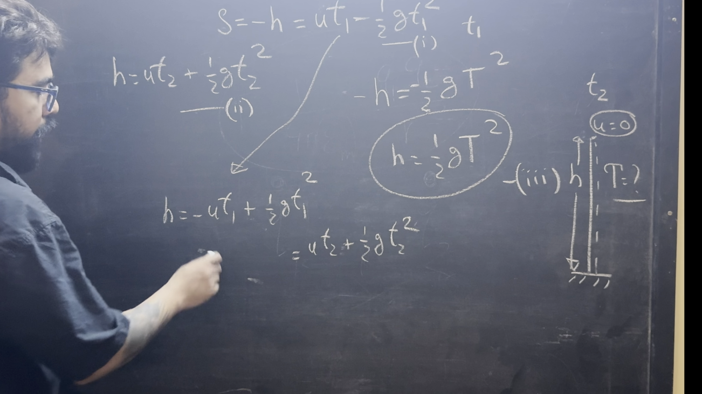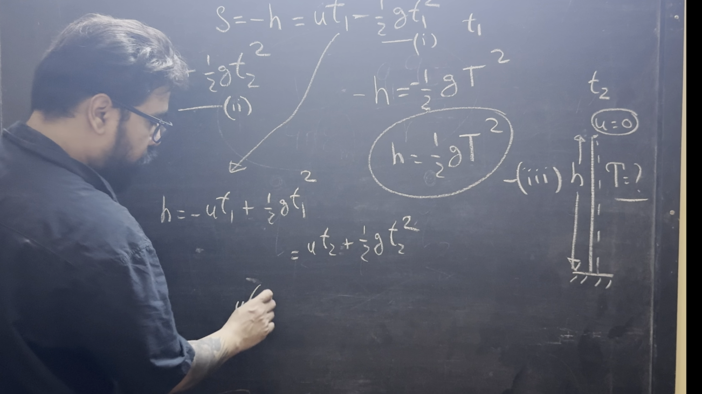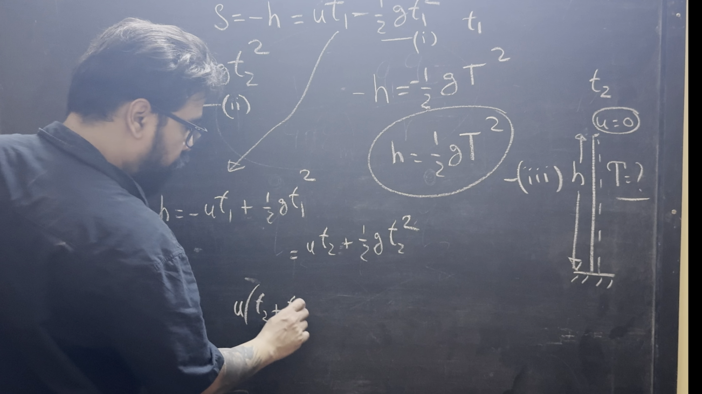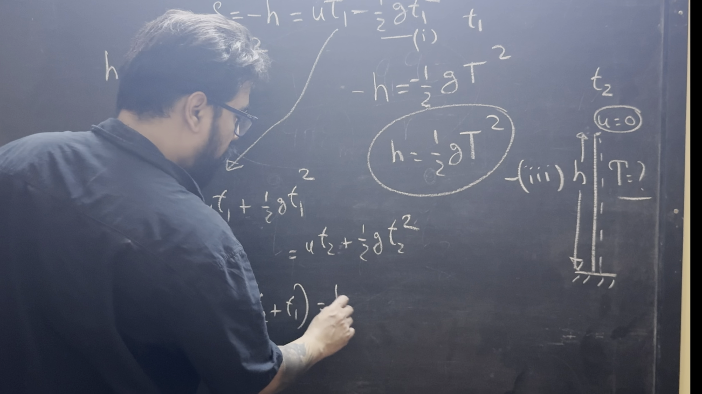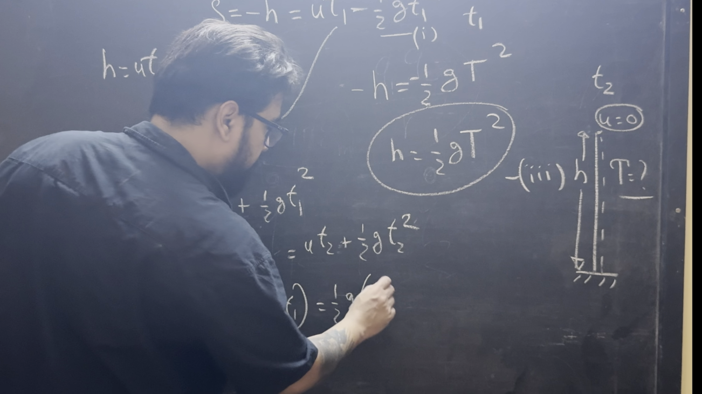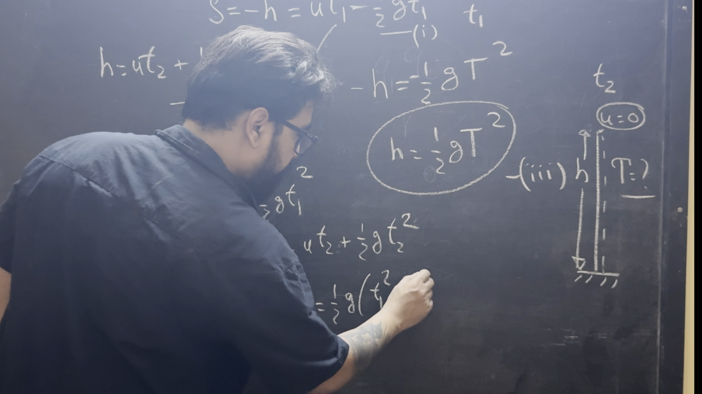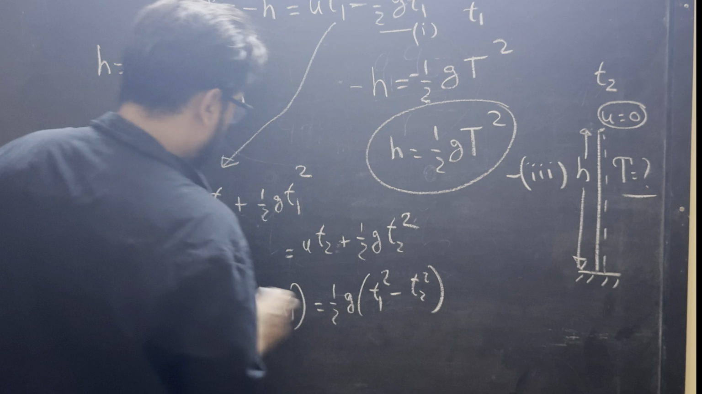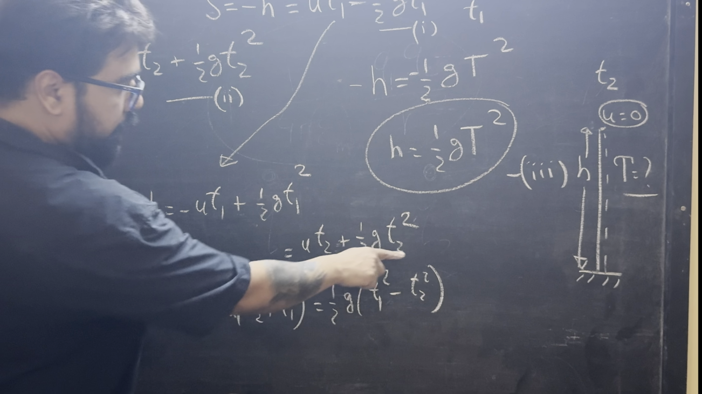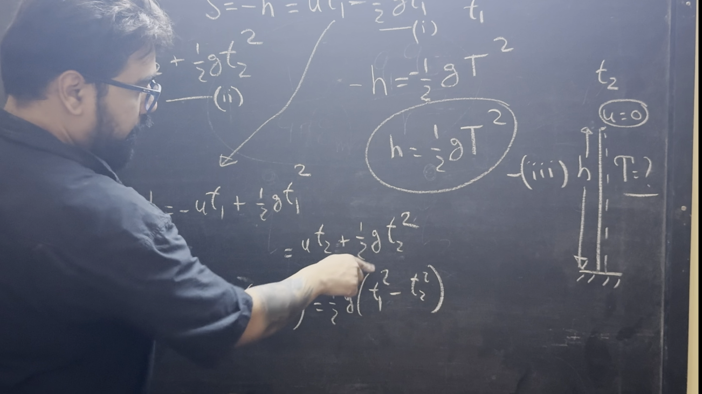So do the side change and take u common. So ut2 plus t1 is equal to half g t1 square minus t2 square. So I took this term on the RHS and this term on the LHS. So a square minus b square form I am getting.